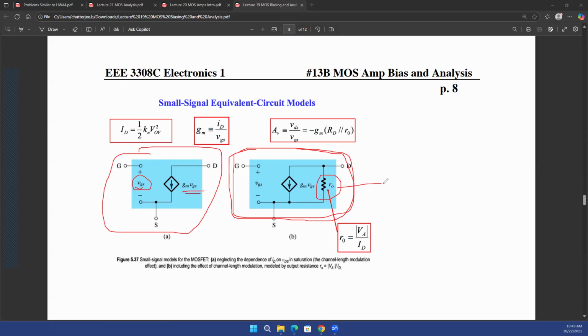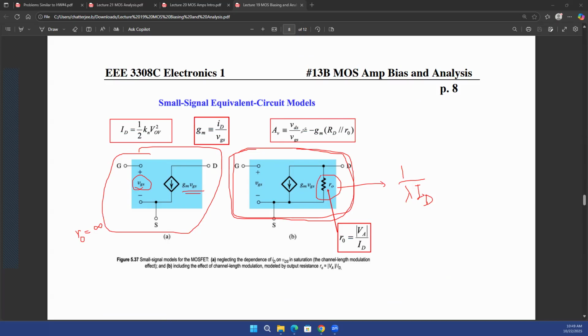So RO is equal to 1 over lambda ID. And if your lambda is equal to 0, of course, RO is infinite, and that's what you have in the left side diagram. So in this case, on the left side, your RO is infinitely large, and that's why you don't show it in the diagram, because that's an open circuit. Infinite resistance is nothing but an open circuit.